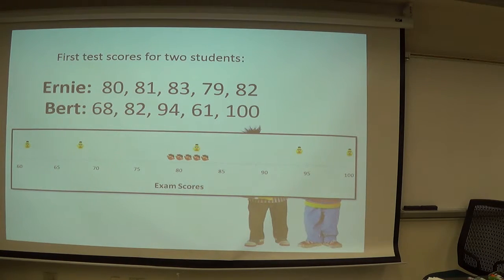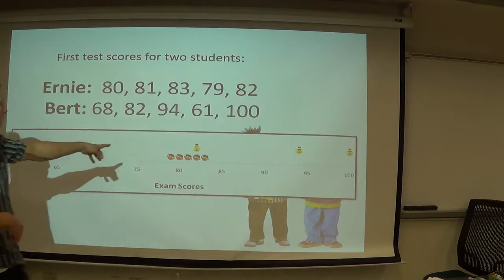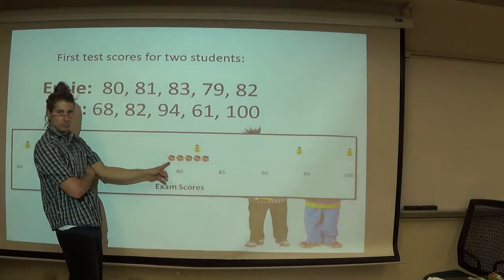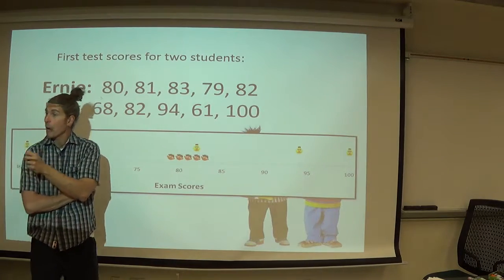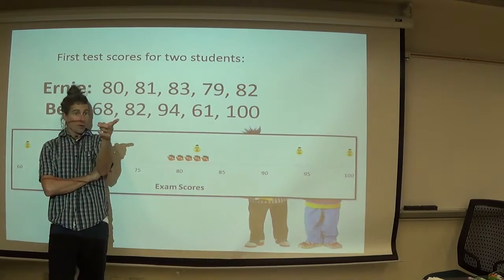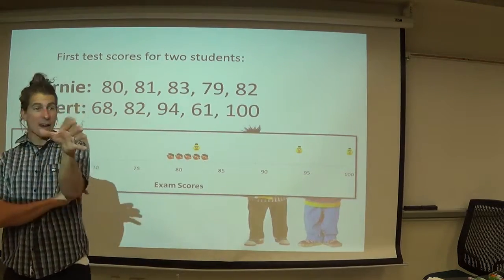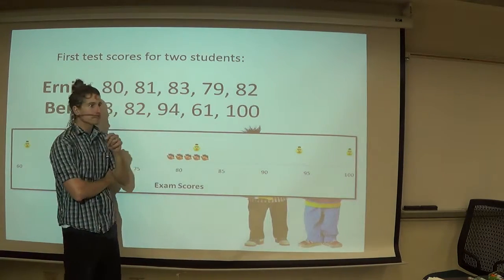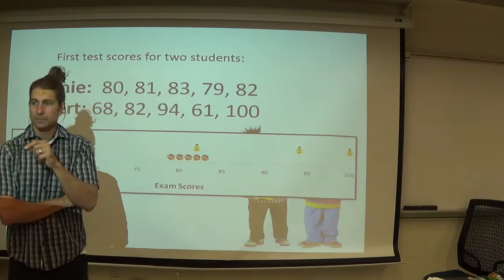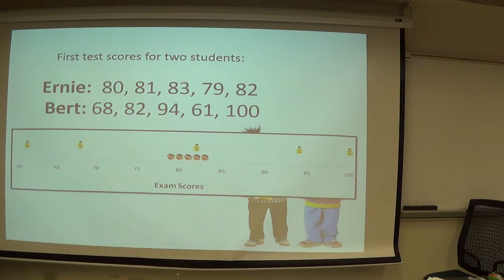It tells you average distance, but how can you use it to talk about data? What was Ernie's? Do you remember what Ernie's was? 81. That was his average. Okay. And then what was the standard deviation from the average? 1.58. Good. So 1.58 average distance from 81. What was Bert's? 16. Good. It was bigger, right? It was like 10 times as big, if I remember.